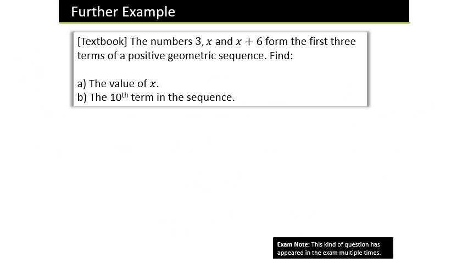Okay, so this example then. We are told the numbers 3, x and x plus 6 form the first 3 terms of a positive geometric sequence. Now with the geometric sequence, it's got a common ratio. It therefore follows that the second term divided by the first term would be the same as the third term divided by the second term, like that. So then we can solve this equation by cross multiplying.